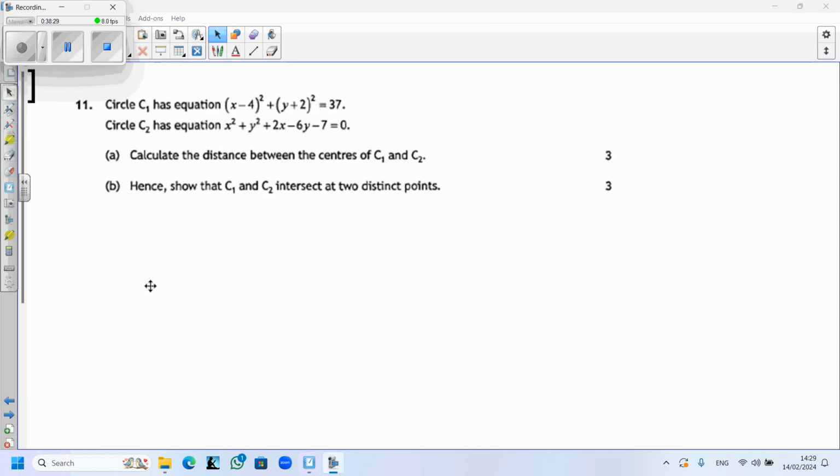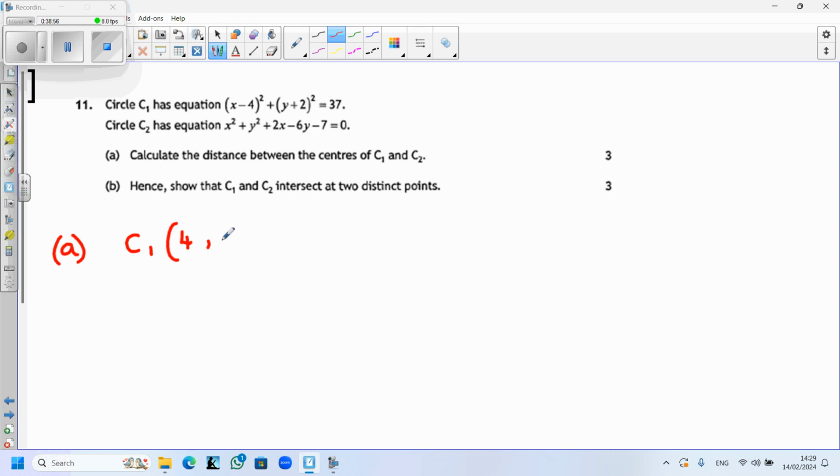Question 11. Circle C1 has equation, circle C2 has equation. One is in the format with the brackets, another is the extended, the multiplied out formula. Calculate the distance between the centres C1 and C2. So the first thing we've got to do is we've got to write down the coordinates of C1 and C2. So C1, to get the coordinates of that, you go into the bracket and you change the sign for the x, and you go into the bracket, change the sign for the y. So centre C1 is 4, -2.